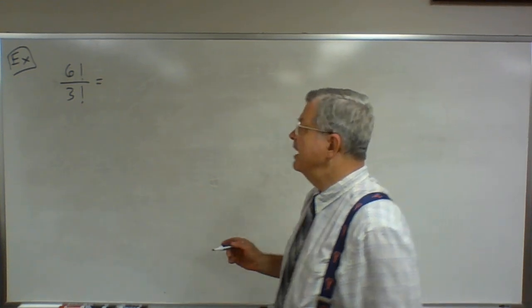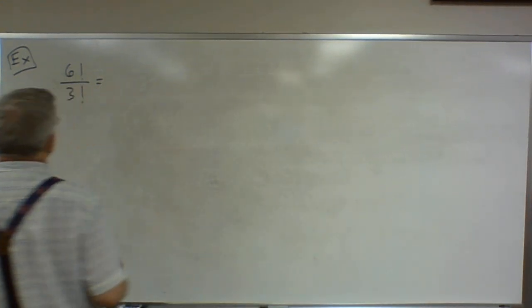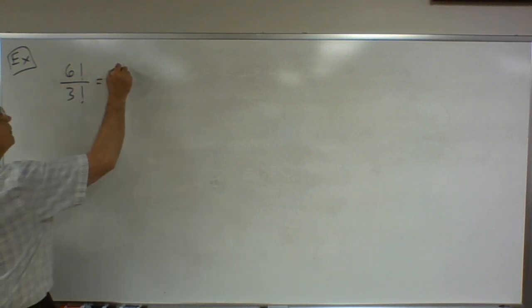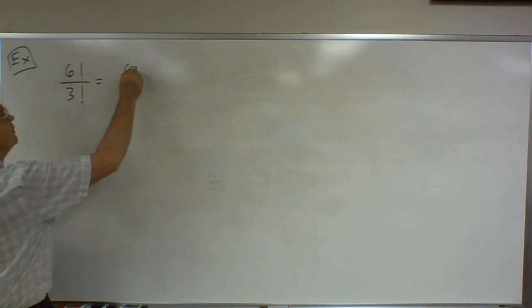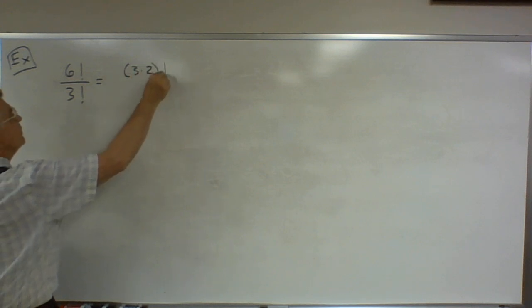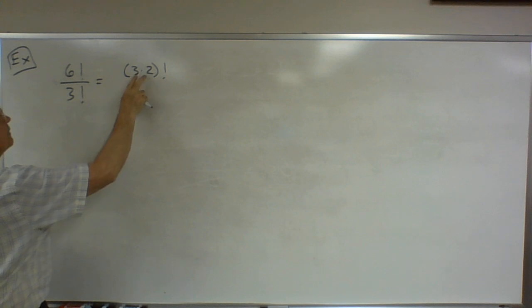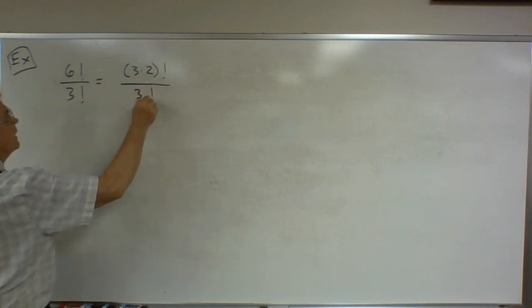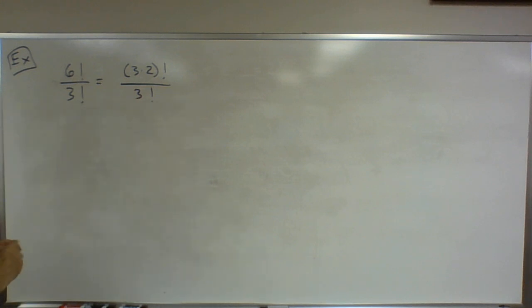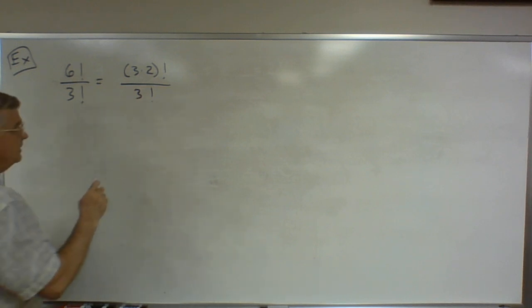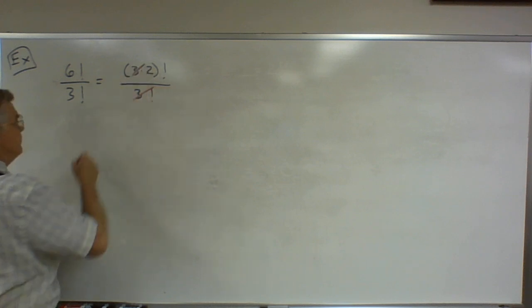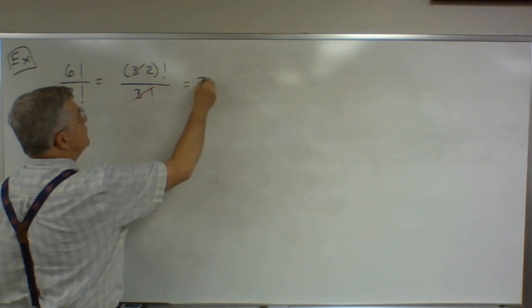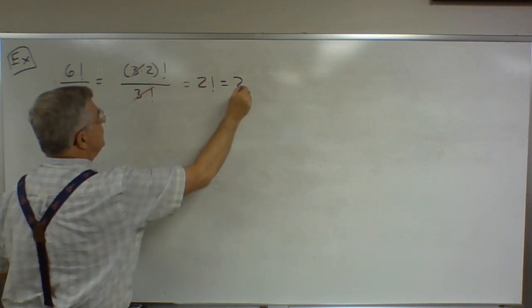Here's what I did. I said, 6, there's a 3 in here, so 6 is equal to 3 times 2. 6 factorial is 3 times 2 factorial. And we got 3 factorial on the bottom. We can just cancel those, and we get 2 factorial, which equals 2.